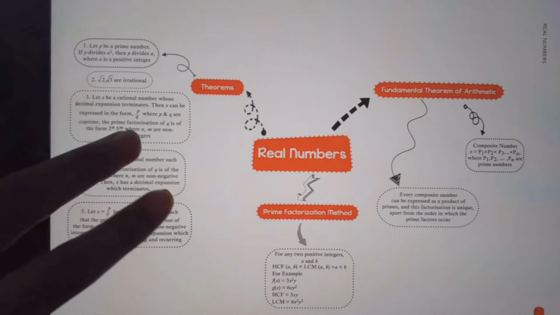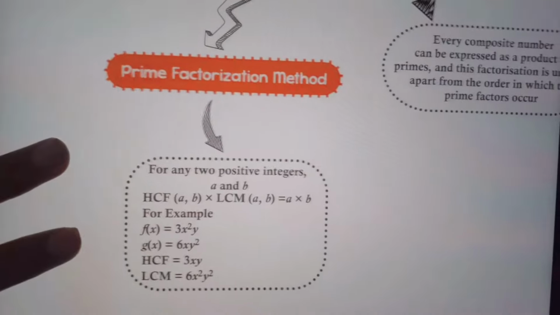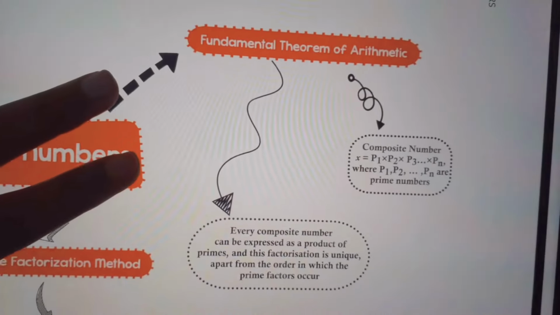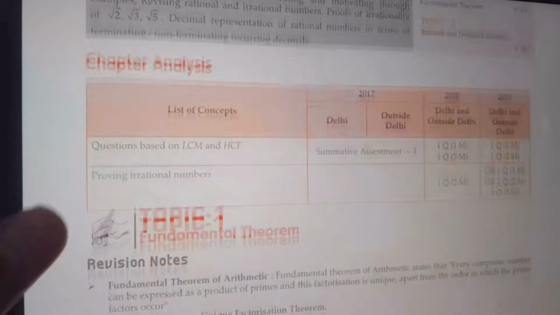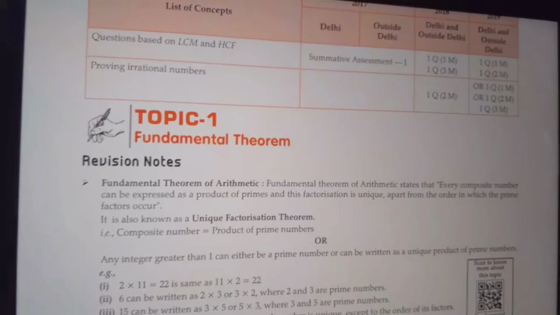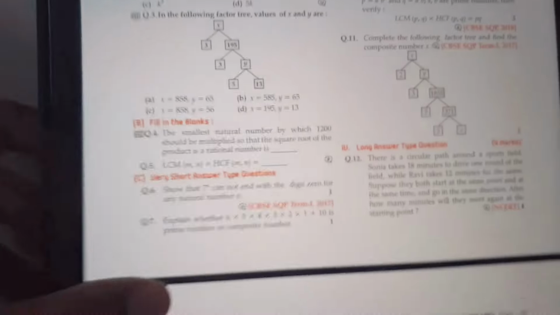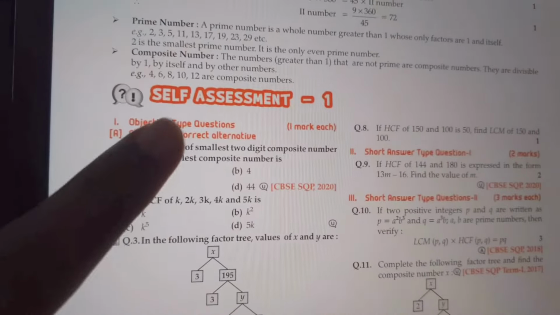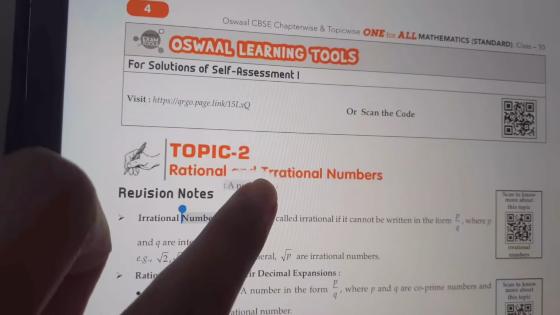So as you can see here, the best thing about Oswaal is the mind map. I really love those mind maps, like if we want to revise concepts, then we can easily just see that mind map and memorize all the concepts. And it's also given topic wise. They give all the revision notes, they give self assignments for each and every topic, and they also give a QR code which we can scan to know in detail about that topic, which is a really good option.